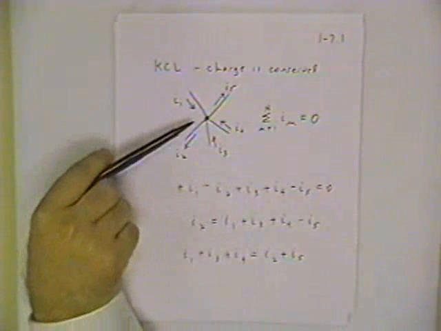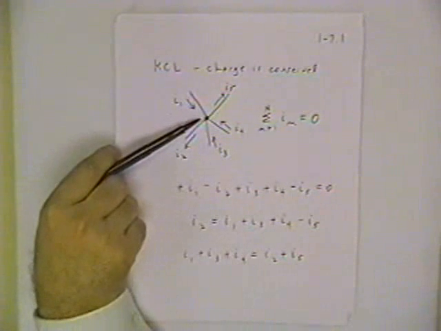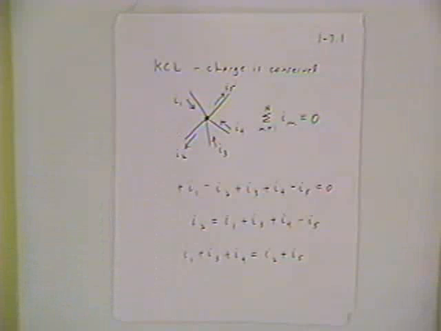Now this KCL is true for an isolated node. It's also true for any sub-circuit within a larger circuit. And what we might see in some of our application problems is that you'll have a fairly elaborate circuit with lots of interconnected elements. And what you can do is simply take a dotted line, either mentally or draw it on the circuit diagram, and surround a sub-circuit within the middle of the circuit with a dotted line.